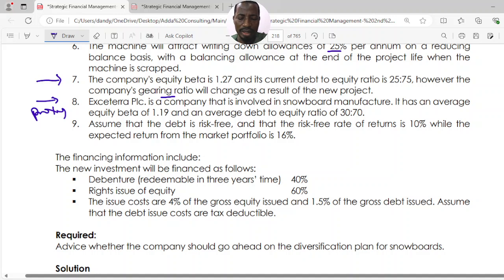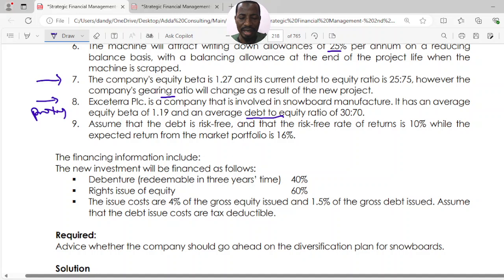So the examiner told us that this proxy has an equity beta of 1.19. Equity beta could be geared or ungeared depending on whether the proxy company has debt in its capital structure or not. We are given that the average debt to equity ratio is 30 to 70, which means that the 1.19 is geared because we have been given a debt equity proportion of 30%.